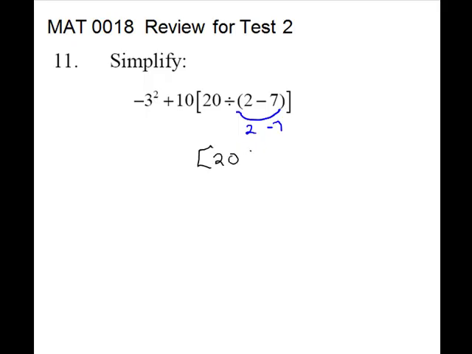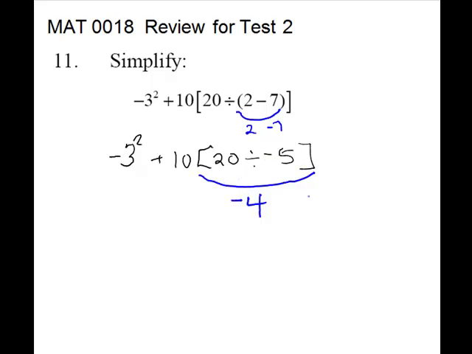So we have 20 divided by a negative 5. You can put a little parentheses if you want to. We'll bring everything else down. Now, we are still in the brackets. 20 divided by negative 5. 5 into 20 will go 4 times. And you have 1 negative. That's odd, so it'll be negative.